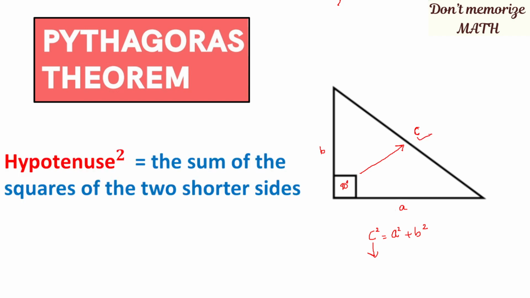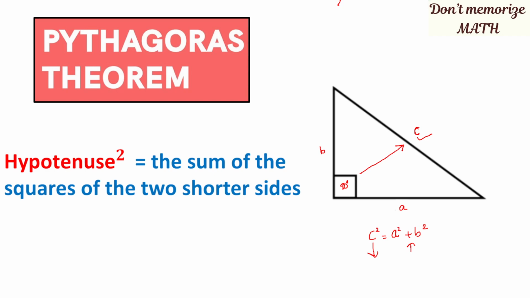Or else you can say that hypotenuse square is equal to the sum of the squares of the other two sides. Pythagoras theorem says hypotenuse square is equal to the sum of the squares of the other two shorter sides, because opposite of 90 degree is the longer side, that is the hypotenuse. So the other two will be the shorter ones.